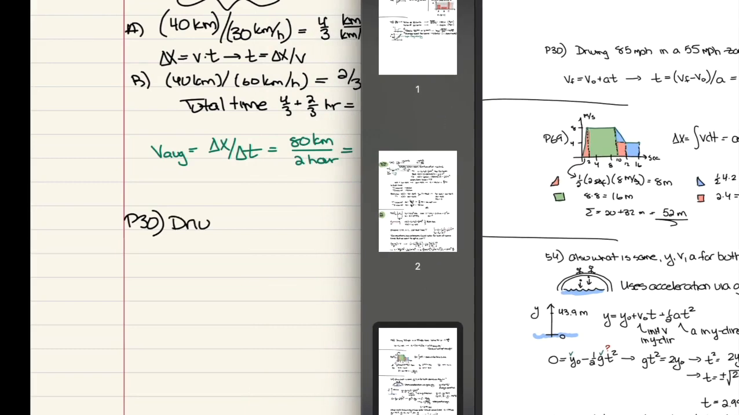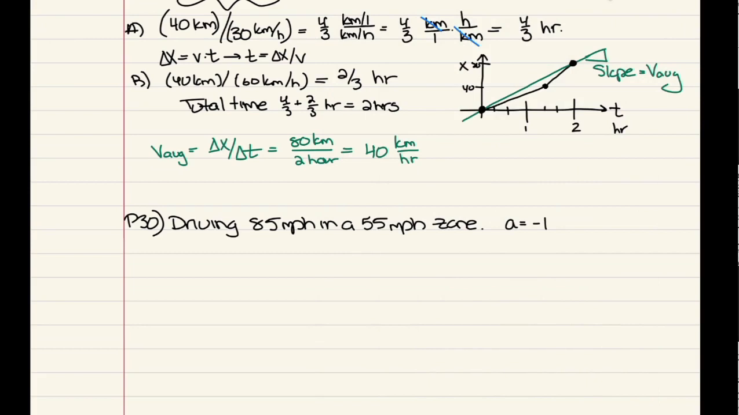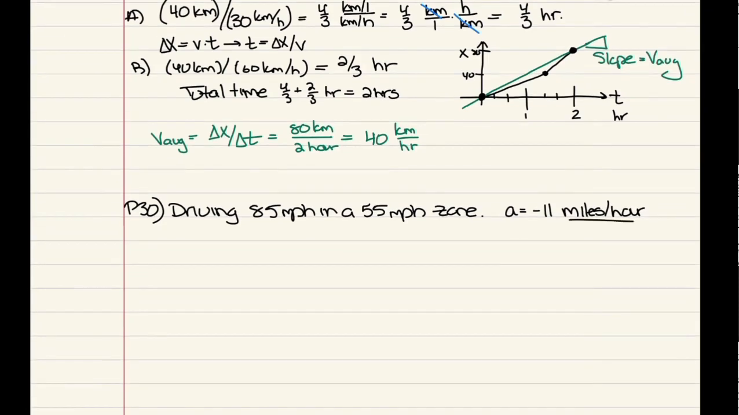Okay, so let me recopy from my notes. So suppose you are driving 85 miles per hour in a 55 mile per hour zone. On a typical car, you can decelerate at a rate of about 11 miles per hour each second. So the question is, you're driving 85 miles per hour in a 55 mile per hour zone. You notice a policeman and you slam on your brakes. Your brakes give you an acceleration of negative 11 miles per hour each second. How long does it take you to get under the speed limit?